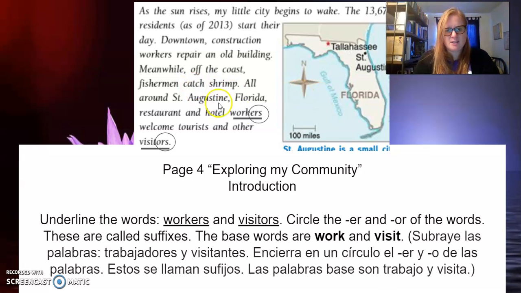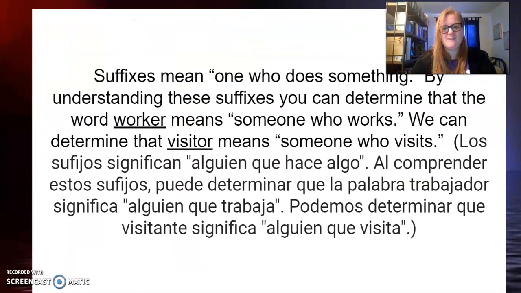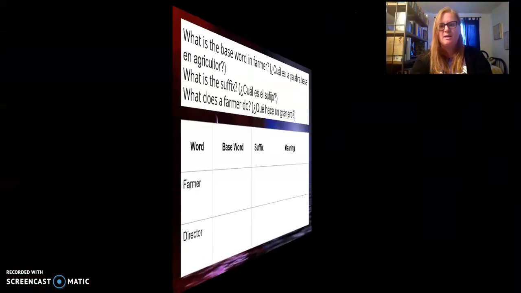So I underlined the words workers and visitors, and I circled the ER and the OR of the words. These are called suffixes. Everybody say it with me. 3, 2, 1. Suffixes. The base words are work and visit. Suffixes mean one who does something. By understanding these suffixes, you can determine that the word worker means someone who works. We can determine that a visitor means someone who visits. So you take that base word and you put it after someone who, and that's what it is.